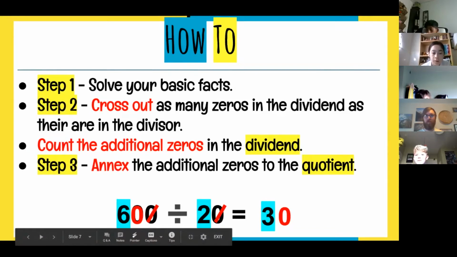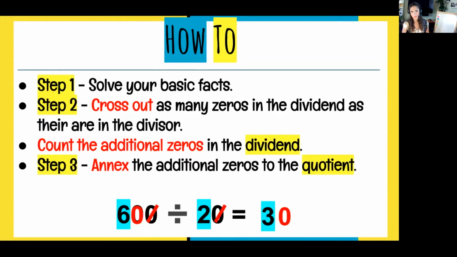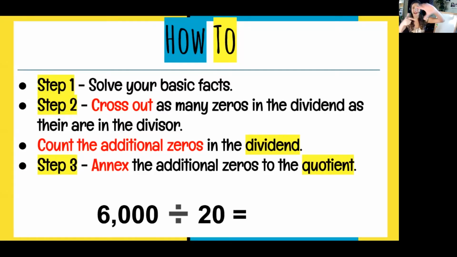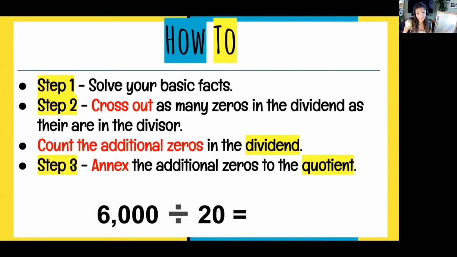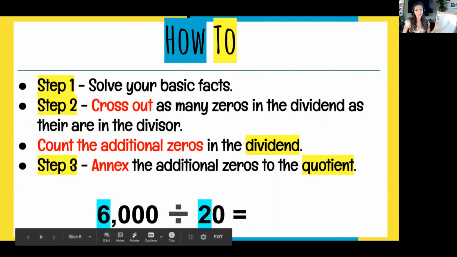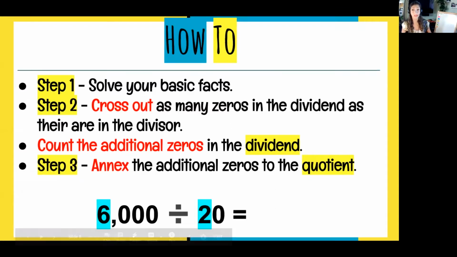All right? All right, last one. We've got the biggest amount yet. 6,000 again. Box your basic facts. Our basic facts, again, same one we've been doing over and over. It's 300. Easy. 6 divided by 2 is? 3.